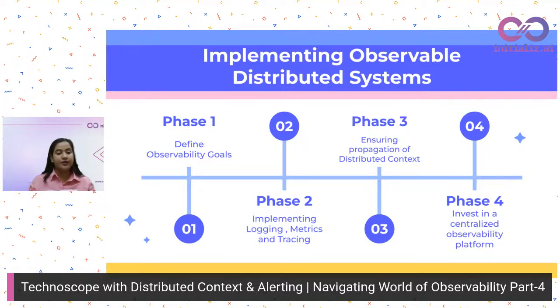Then phase 4 is a centralized observability platform. Say you have implemented logs, metrics, and traces all along your system. You will be sitting at your chair thinking that yes, I have implemented the whole observability infrastructure. But if you invest in a centralized observability platform, it can aggregate and analyze logs, metrics, and traces at once, and you have the whole picture at your hand, and you can save time. So tools like Prometheus, Grafana, and ELK stack can help you.